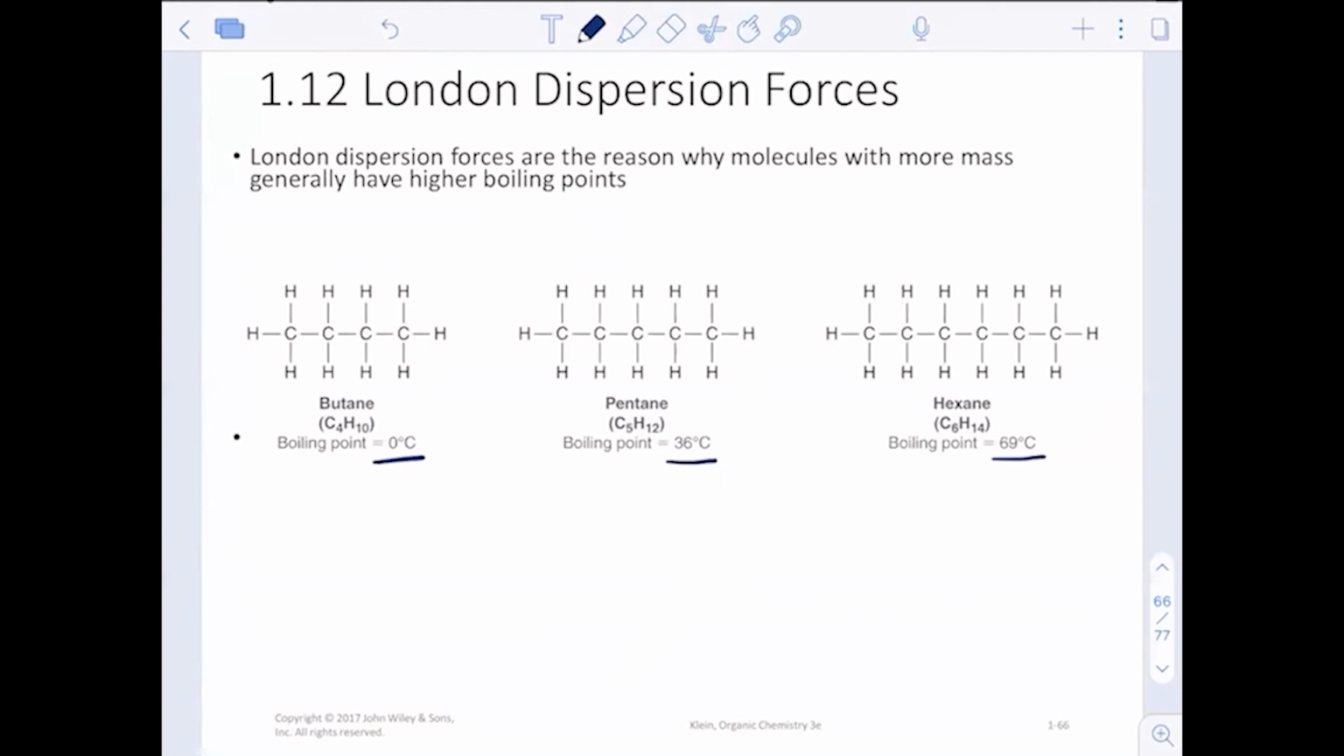Remember, London dispersion forces and all intermolecular forces occur in the liquid phase. Therefore, the molecule that has the most intermolecular forces wants to stay in the liquid phase longer. So higher intermolecular forces result in higher boiling points.